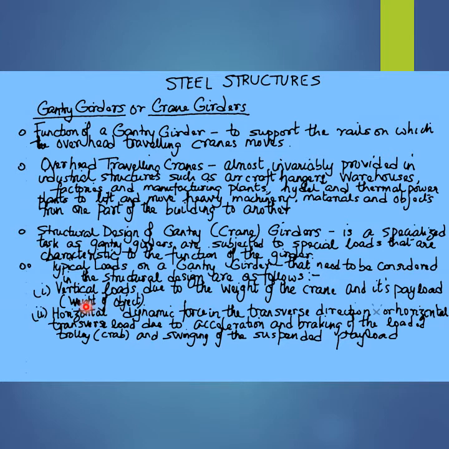The specific line of action of the horizontal transverse load due to acceleration and braking of the loaded trolley or crab of the crane and swinging of the suspended payload are shown in the figure that displays the schematic or the general arrangement of an industrial structure that is installed with an overhead electric crane and is supported by a steel crane or gantry girder.